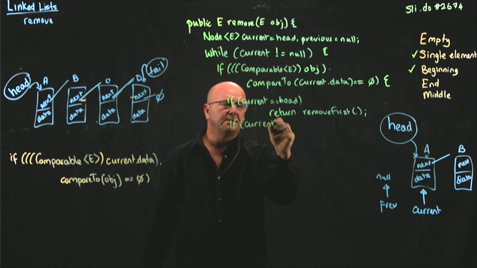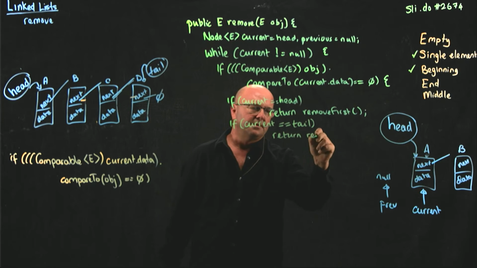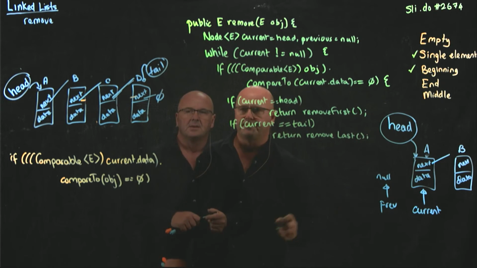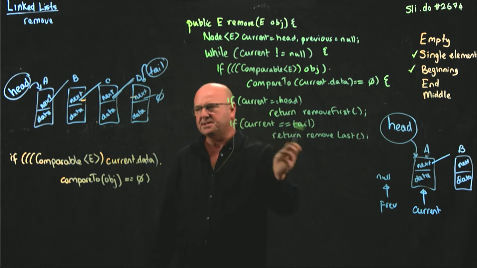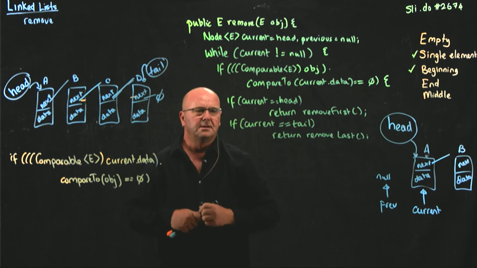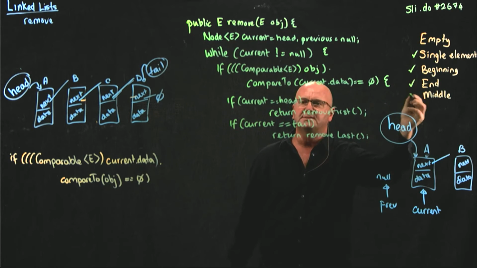If current is equal to tail, return remove last. So again, we're returning. Once we return, we're out of there. We don't consider any of this other code, okay? So if it's not the first element and it's not the last element, it must be a middle element.